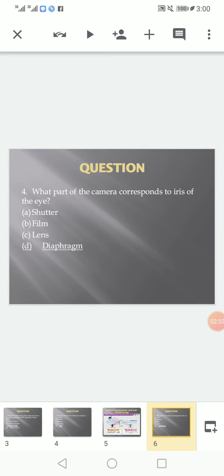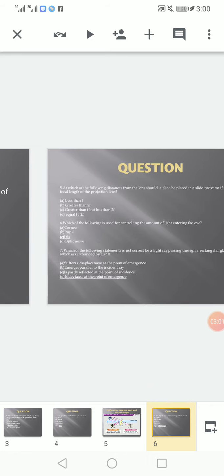Now, which part of the camera corresponds to the iris of the eye? The part of the camera that corresponds to the iris of the eye is the diaphragm. We've discussed the human eye as well as the camera. So the part of the camera that corresponds to the iris is called the diaphragm. The diaphragm is the part of the camera that corresponds to the iris of the eye.